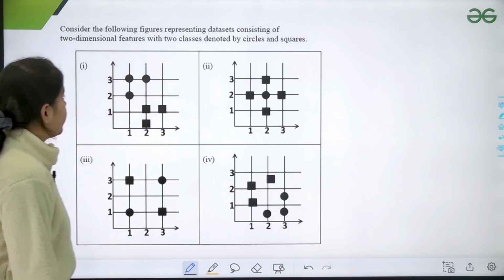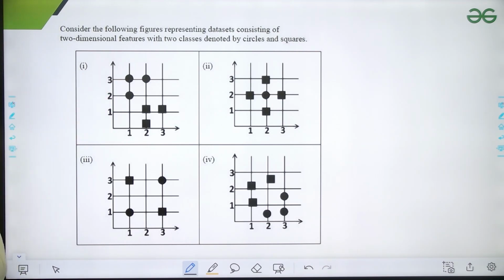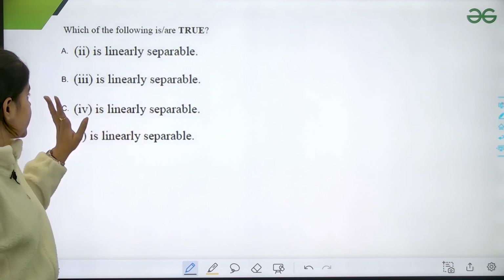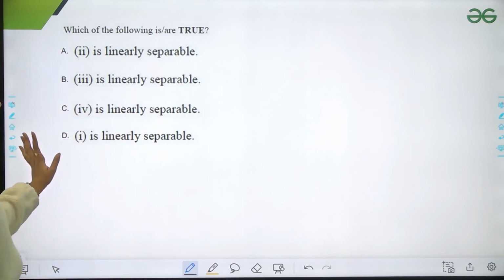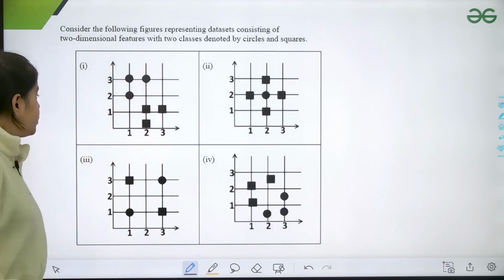Now, next we have: consider the following figures representing data sets consisting of two-dimensional features with two classes denoted by circles and squares. We have to tell which of them are linearly separable. So we have to check that.